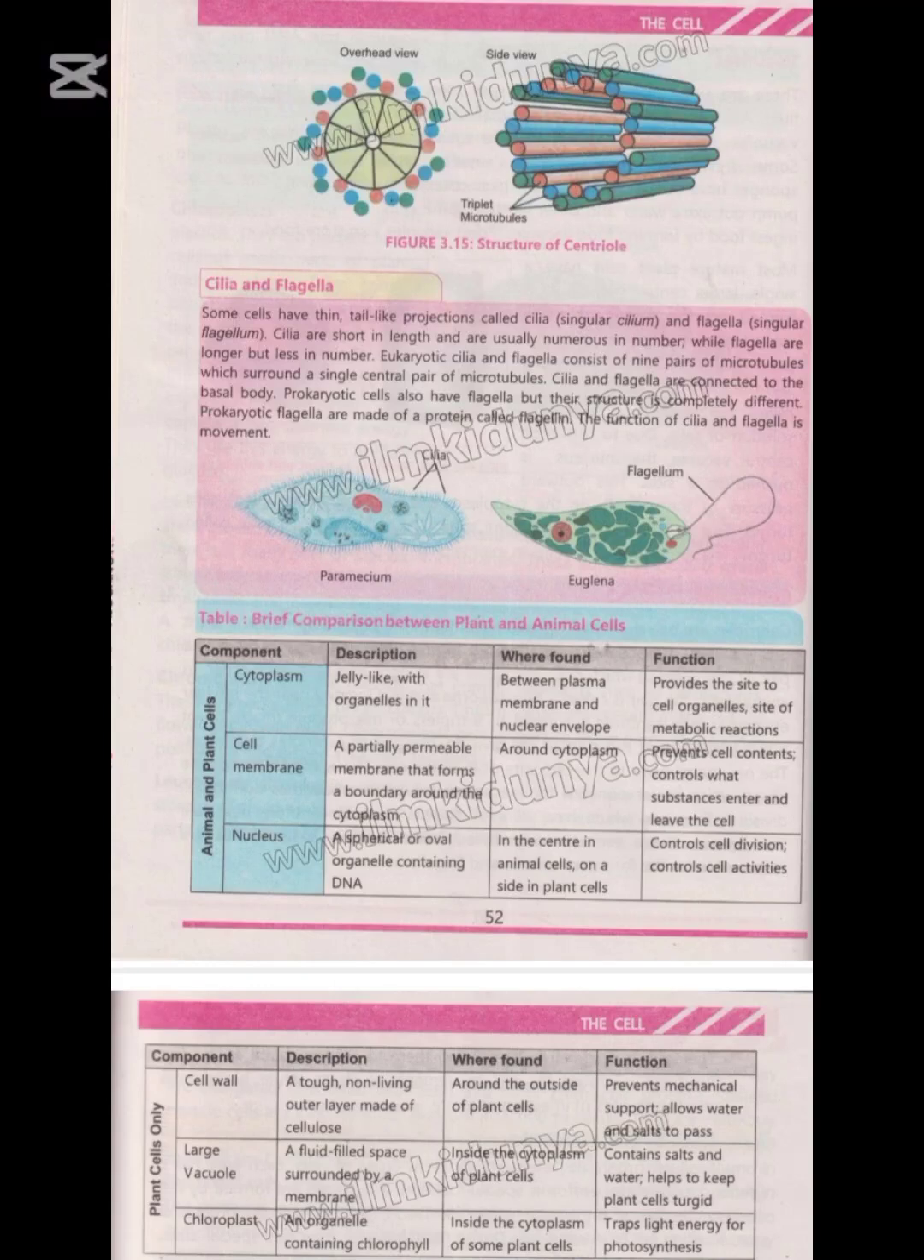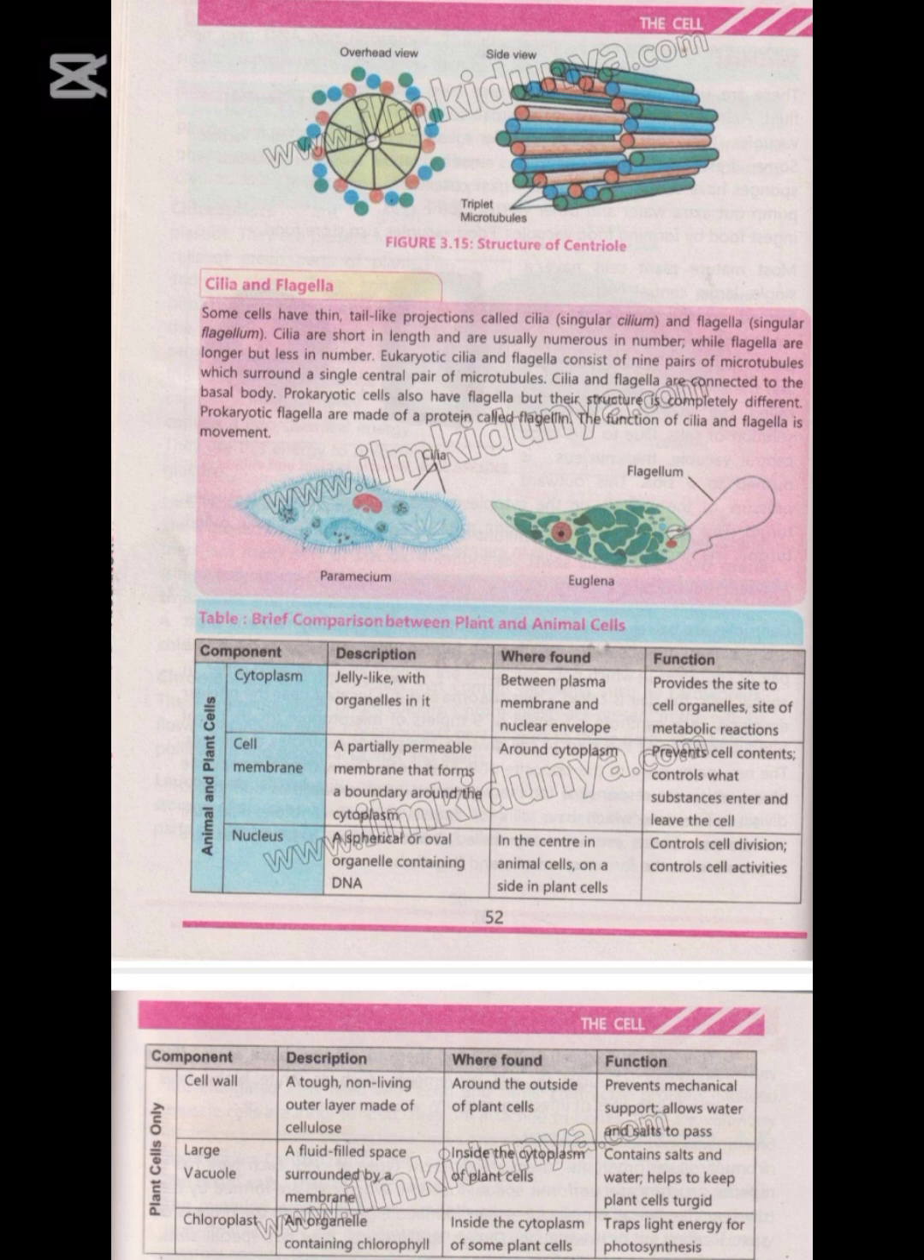The topic that we are going to study today is cilia as well as flagella and the comparison of plant and animal cell. So let's discuss cilia and flagella. In our previous lesson we have studied that centrioles are present in those organisms that form cilia as well as flagella. And those cells that form cilia and flagella, their centrioles are present near the cell membrane, and those centrioles are known as basal bodies, and these basal bodies in return produce cilia as well as flagella. So let's discuss this.